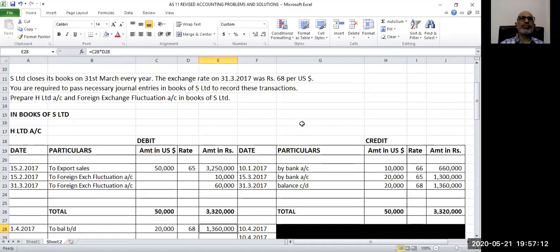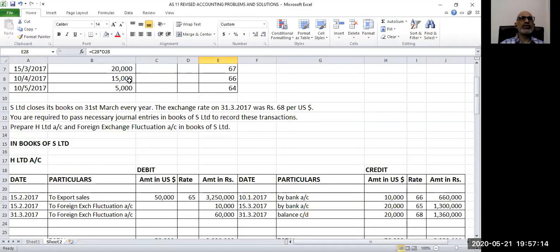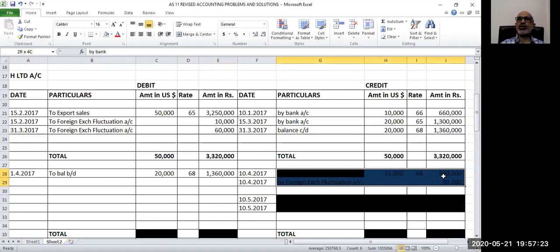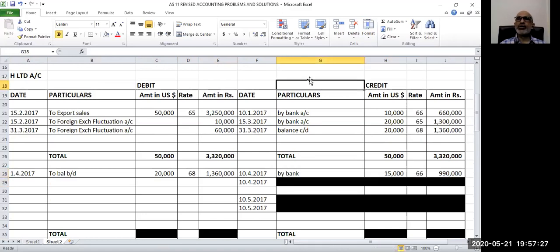Now on 10th April, we have received $15,000 at the rate of 66 per dollar. So let us record $15,000 at 66 per dollar. The entry will be bank account debit to H limited account 9,90,000, that is $15,000 at the rate of 66 per dollar. Now if you see here, your dollar rate was 68 when we carried forward the balance after closing the accounts for last year.